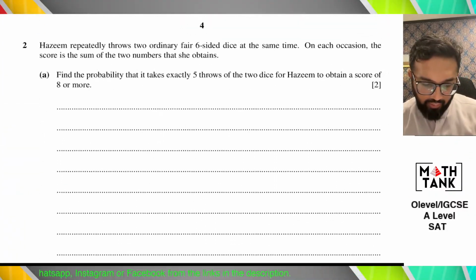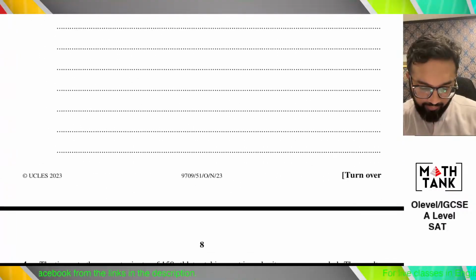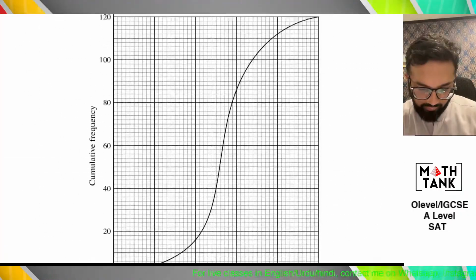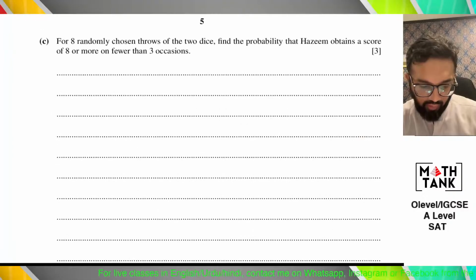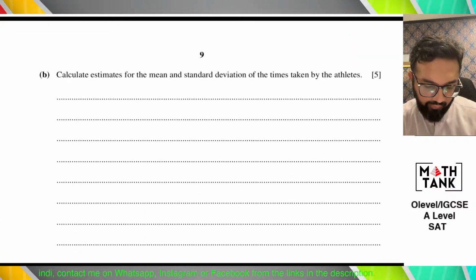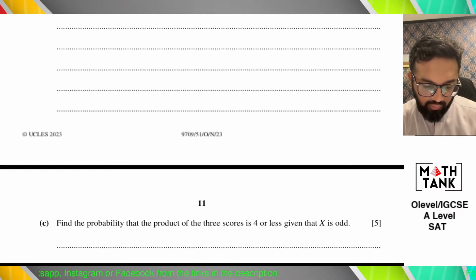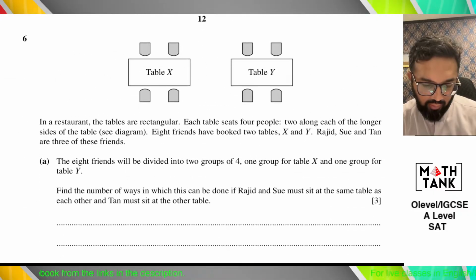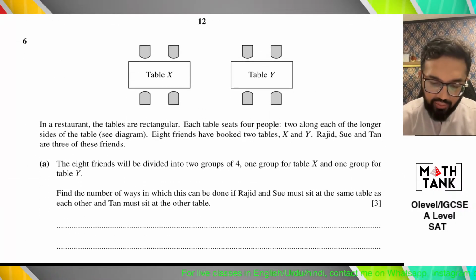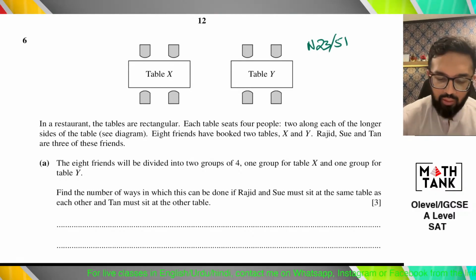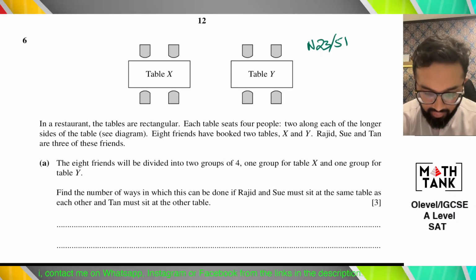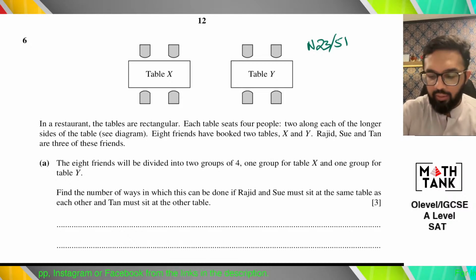Okay. Then on to the next question. I think इस पेपर में एक और होगा. Okay. This one in a restaurant. This is November 2351. Okay. In a restaurant, the tables are rectangular. Each table seats four people, two along each side of the longer sides of the table. 8 friends have booked two tables, X and Y.